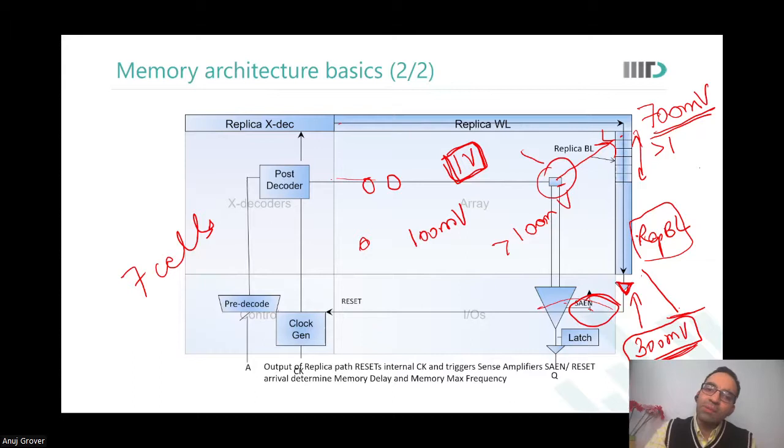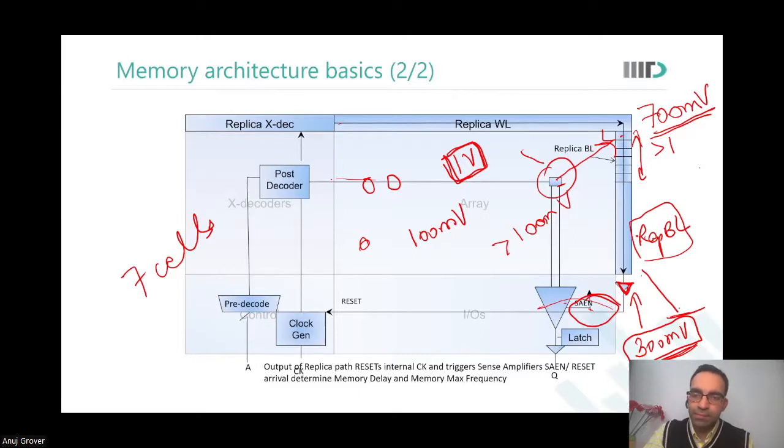Now you want the actual bit lines to create a differential of 100 millivolts. But you want the replica bit line to have a differential of 700 millivolts. In the same time, how many cells on the replica bit line should discharge? 7. Is it okay?